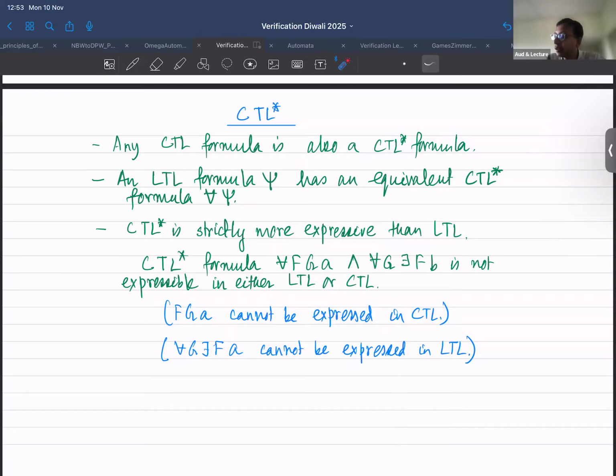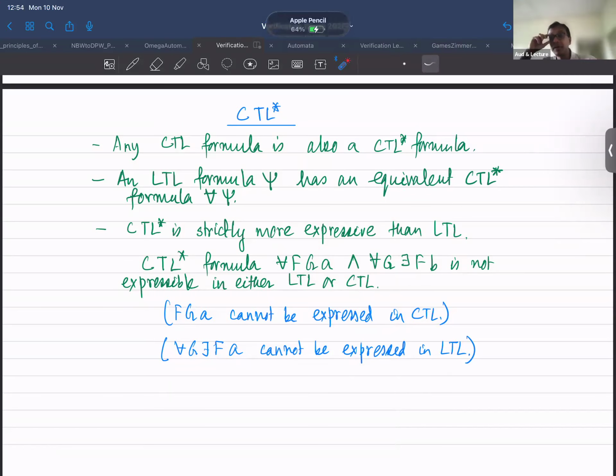So for example, if you consider such a formula, for all FGA and for all globally exists FB, it is not expressible either in LTL or in CTL. Why? Because you see that FGA cannot be expressed in CTL, right? And this part cannot be expressed in LTL. So their conjunction cannot be expressed in either CTL or LTL. One part cannot be expressed in CTL, the other part cannot be expressed in LTL.